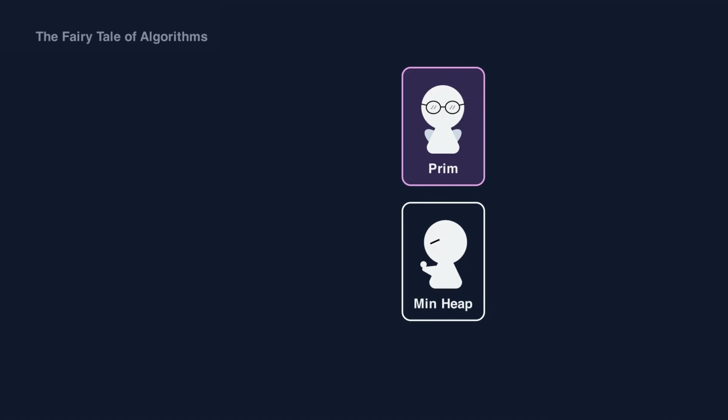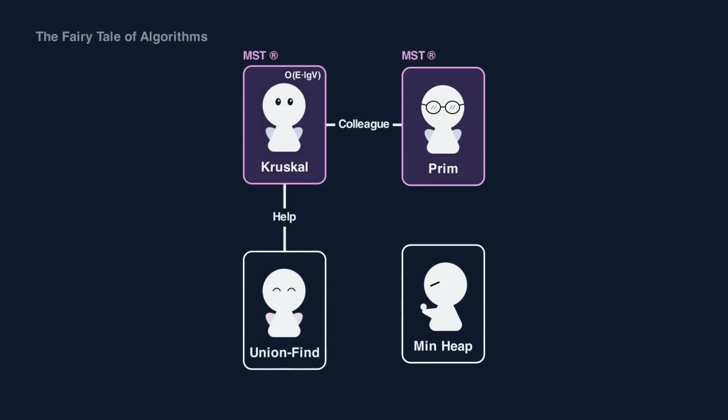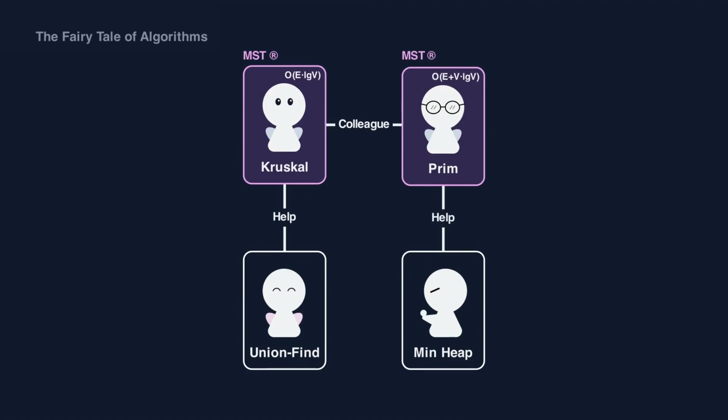Kruskal and Prim got promoted soon and became more and more famous within the company. Everyone else in the company appreciated their hard work, admired their abilities, and thought that they were very, very greedy. Don't get me wrong, in the world of the fairy tale of algorithms, greed is a good trait. It means that one can find the underlying tricks that save a lot of time in solving the problem.